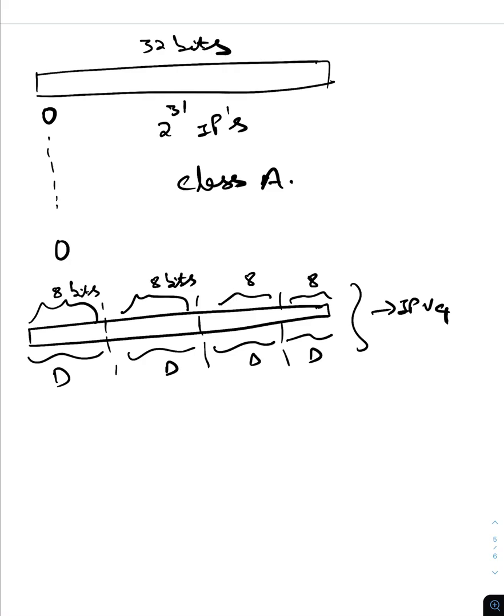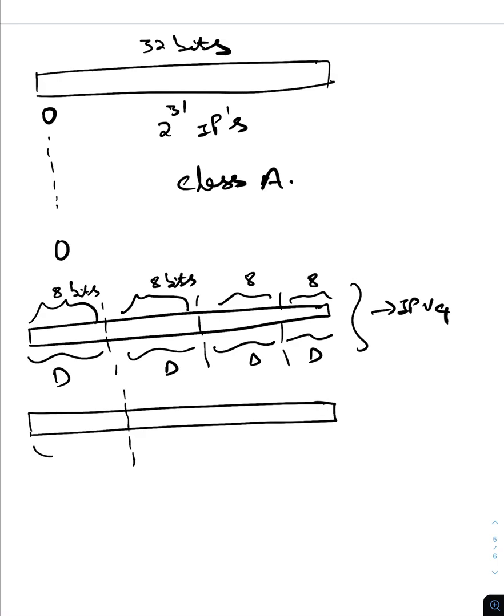So for class A, where you have 2^31 IP addresses, let's talk about the total number of available networks and available hosts here. In class A, what they did is they selected the first 8 bits as network ID, and the remaining 24 bits as host ID. So this is class A, where the first 8 bits are the network ID, and the remaining 24 bits are the host ID.